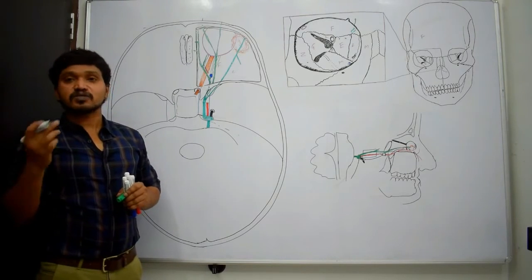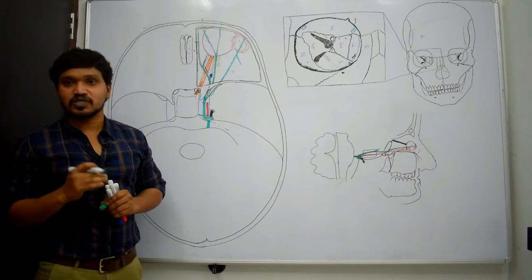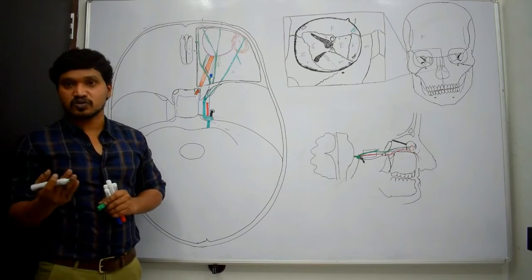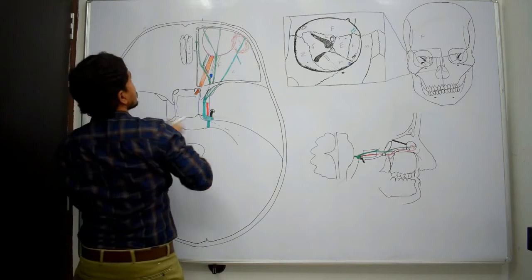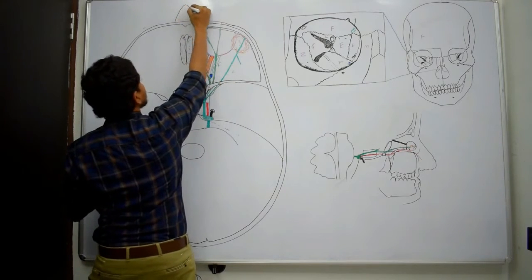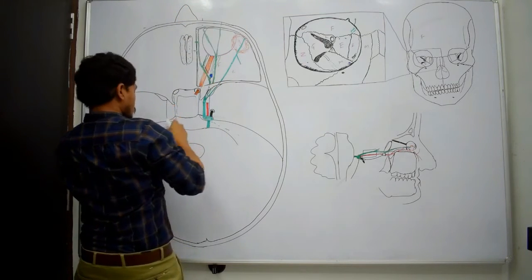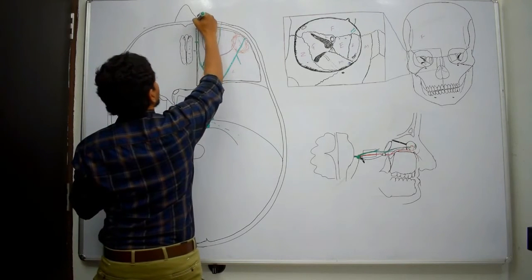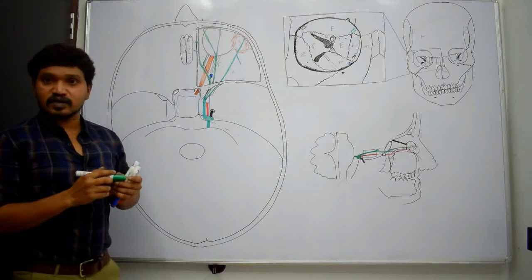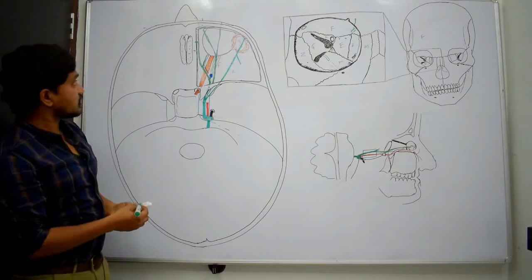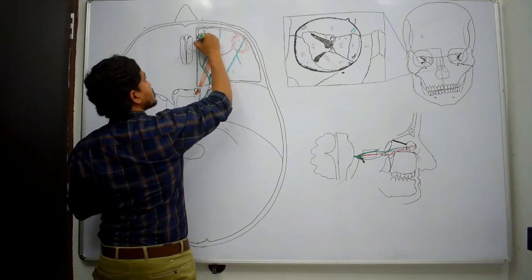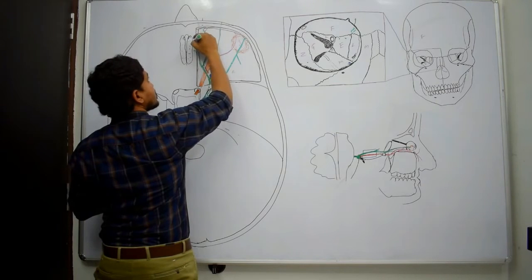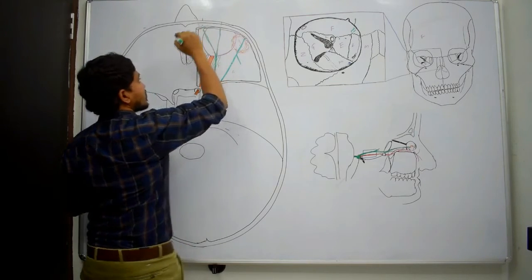It will also supply the upper part of the nose. If you draw the nose here, this is the nose, right? So it will supply the upper part of the nose also, right? Then the last branch, one more terminal branch, is the anterior ethmoidal nerve. This is the anterior ethmoidal nerve.